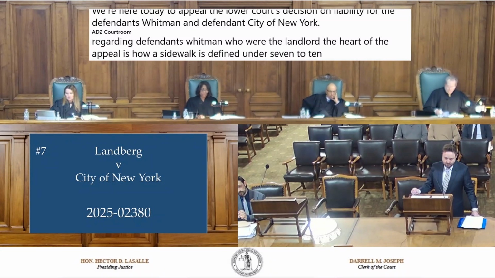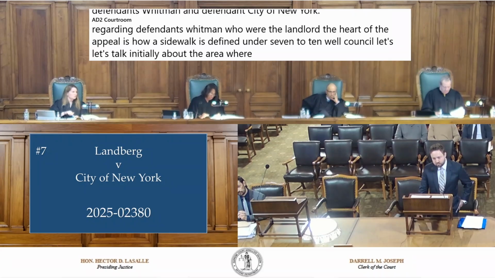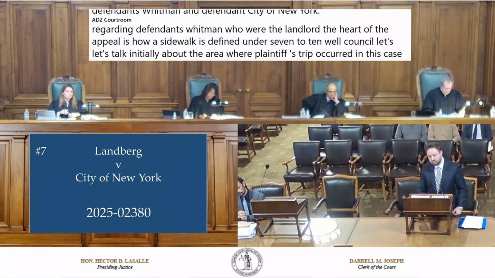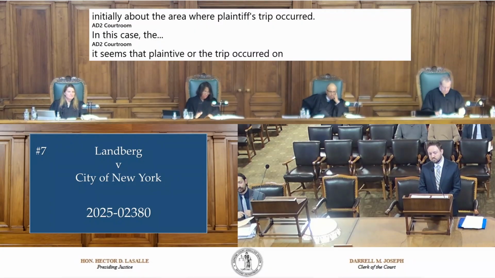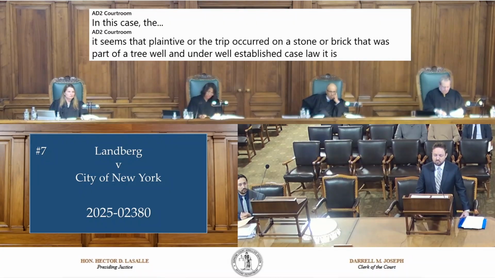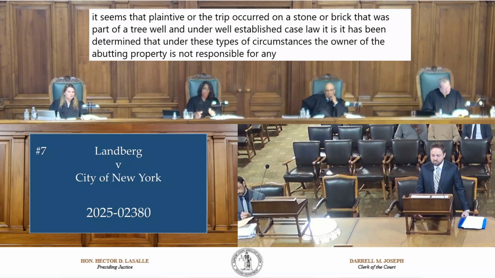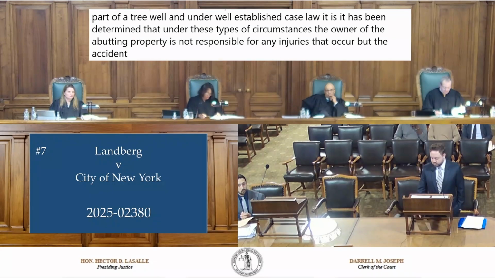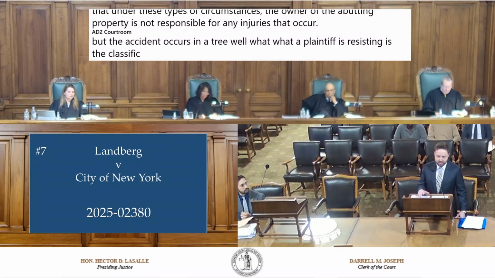Well, counsel, let's talk initially about the area where plaintiff's trip occurred. In this case, it seems the trip occurred on a stone or brick that was part of a tree well. And under well-established case law, it has been determined that under these circumstances, the owner of the abutting property is not responsible for any injuries that occur in a tree well. So what the plaintiff is resisting is the classification of those bricks as the tree well.